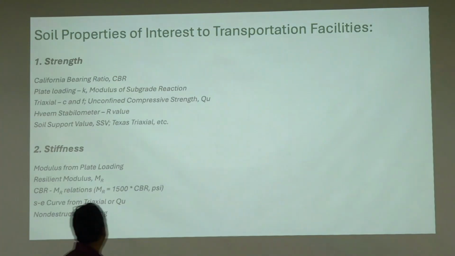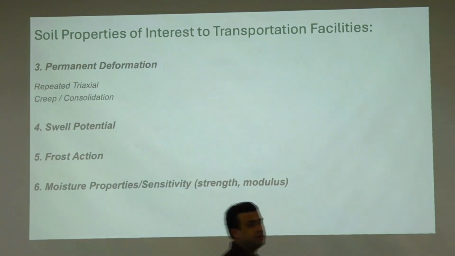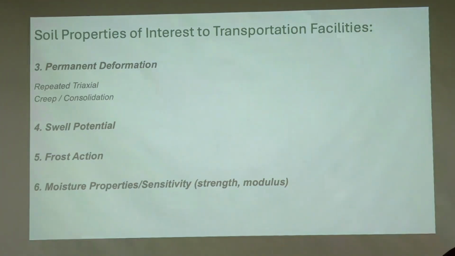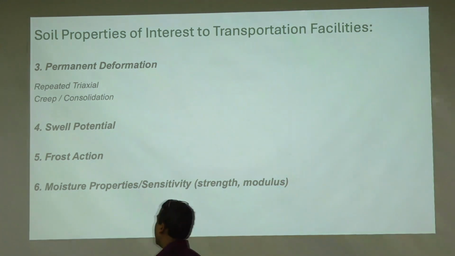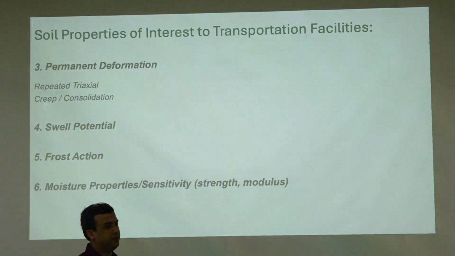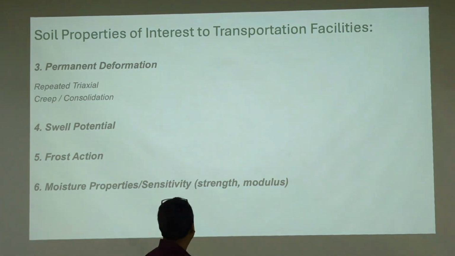What are the properties that are of interest to us? We want to know strength, stiffness, then permanent deformation, which is basically your plastic deformation, which manifests itself as rutting, right? So we're going to talk about what affects rutting, how do you measure it, how do you quantify it, and day 3 and day 4 is going to be a lot more of repeat loading and stuff like that. Swell potential, frost action we'll just briefly mention, and then moisture sensitivity to strength and modulus, we'll go over that quite a bit, how moisture affects these things.